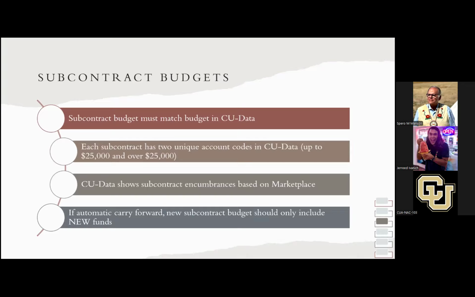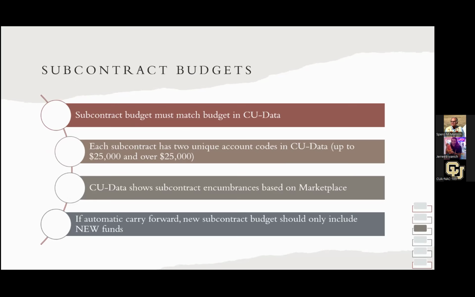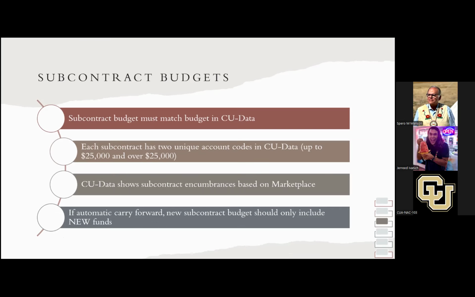We can't expect that it's going to be exactly the same as the proposal, but we just need to make sure that we change the budget in the system so that it matches, so that we know where the money is coming from and that we have that money in the budget. So that might be some back and forth between us and the PI to have that line up. And the other reason that we want that to line up is because the CU Data actually ties in with Marketplace.